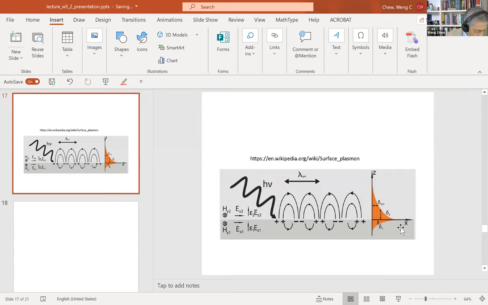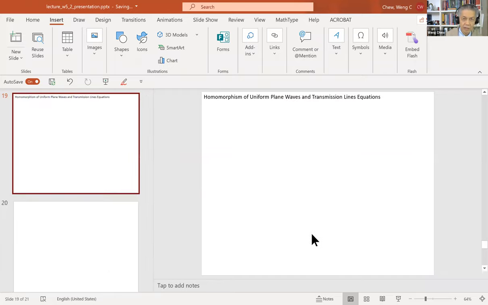I think I want to move on to something else, okay? I want to move into something called the homomorphism of uniform plane wave and transmission line equation. And what I'm trying to say here is that we have studied transmission line theory. It is very simple. Okay. And we have studied plane wave reflection.